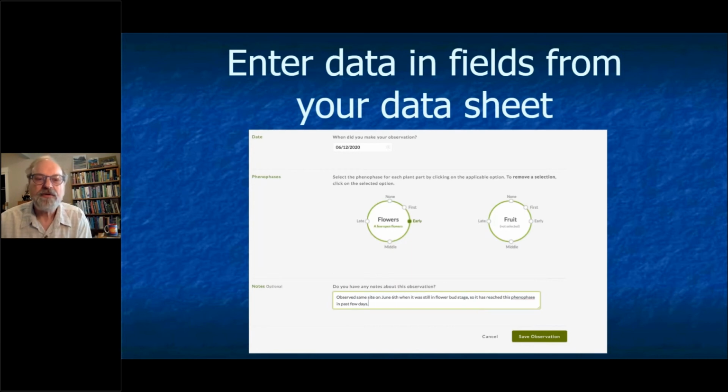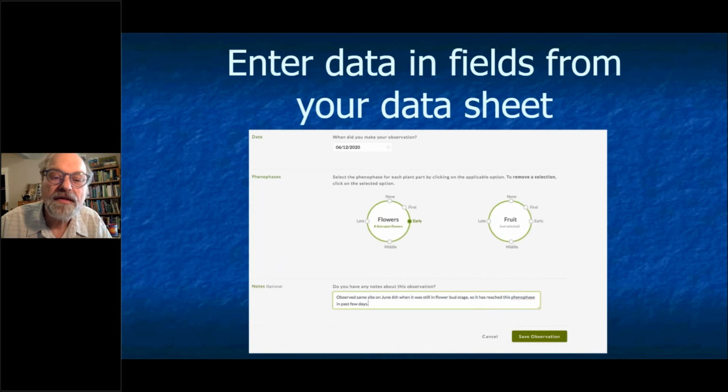Okay, then you have this kind of cool graphic for putting in your phenophase observations. Everything's a cycle in nature, right? And so we've got these nice little circles that show the cycles of these different phenological stages. So we got flowers and fruit. At the very top, you got these little white dots on the circle, and at the very top it says none. You didn't have any flowers. If you had no flowers, you just click on none.